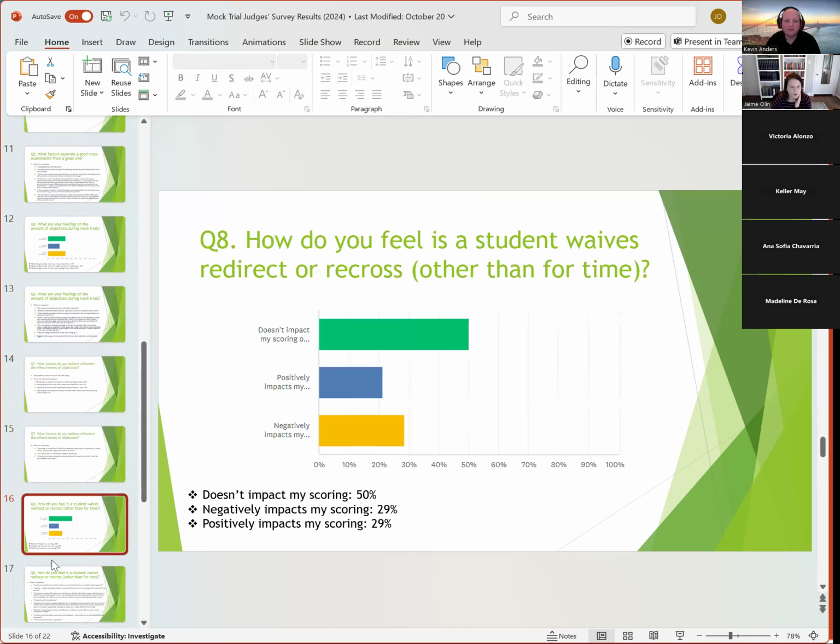And then we will move to Kevin, if you want to explain this about redirect and recross, and we can just talk about those generally too.